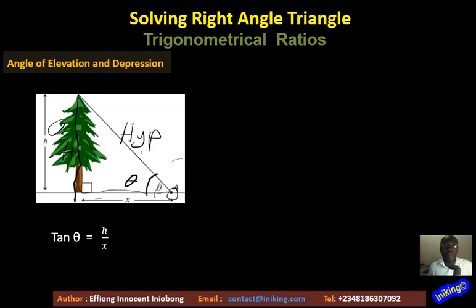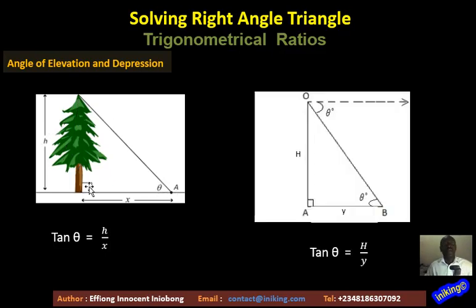I want to relate the height of the tree to the distance of my position A from the base of the tree, which is x. So tan theta is opposite, which is h divided by adjacent x.